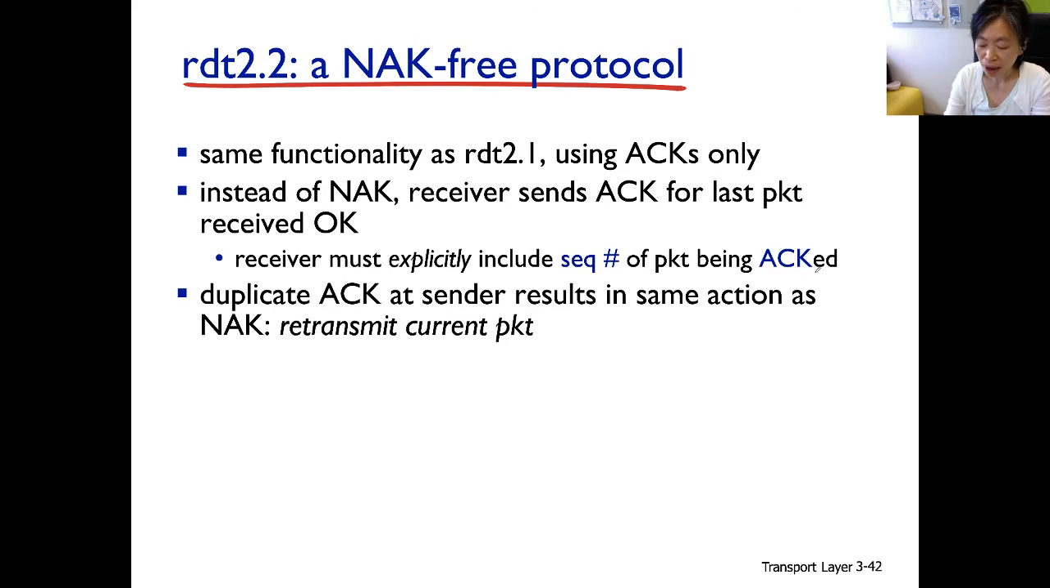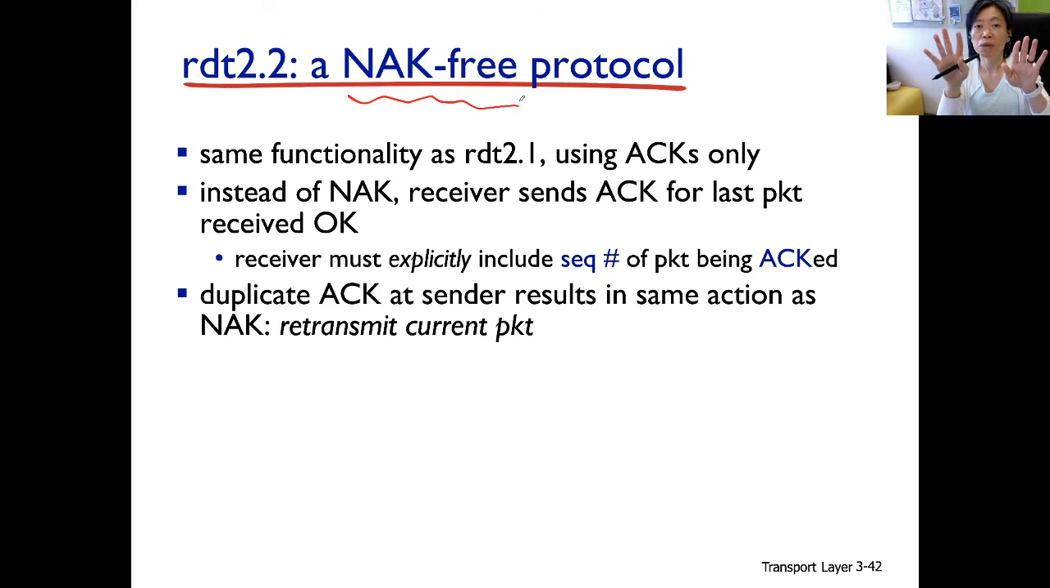RDT 2.2. It's essentially the same as 2.1 except here, it's going to be the NAK-free version of 2.1. By saying that, what I meant is, in 2.1, when the packet arrives at the receiver, we send a positive acknowledgement, that is ACK. In case that data packet is corrupted, we send a negative acknowledgement, that is NAK.